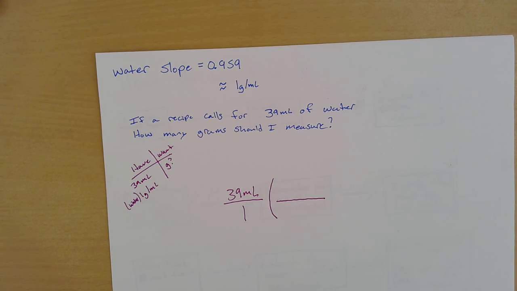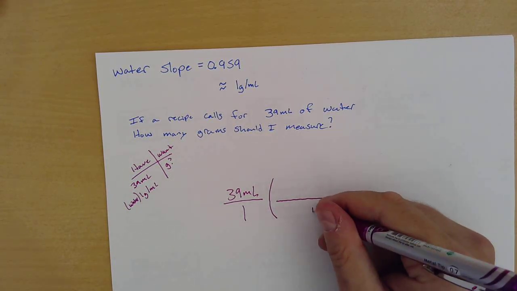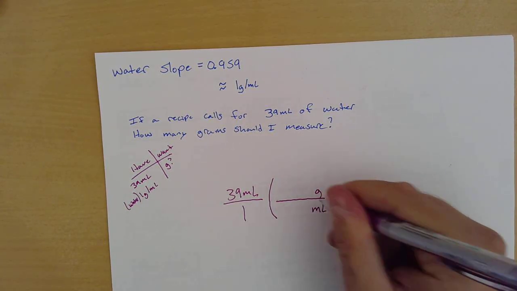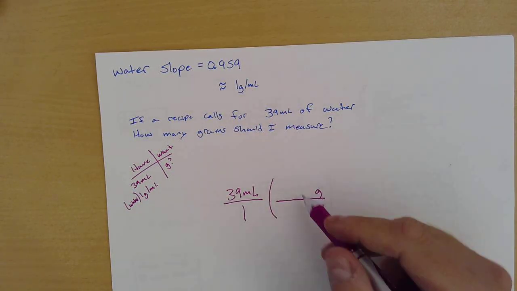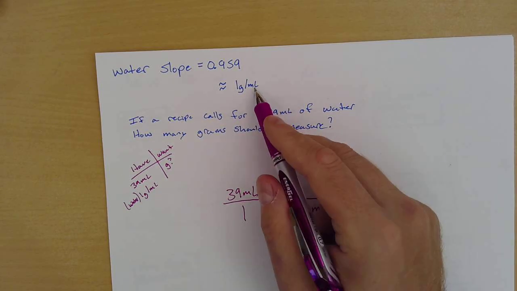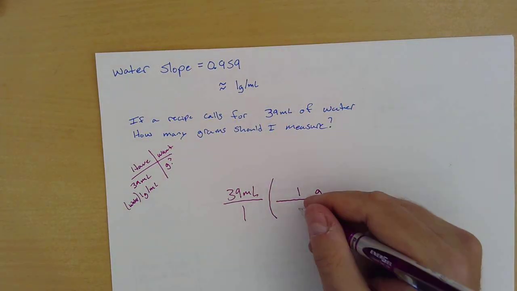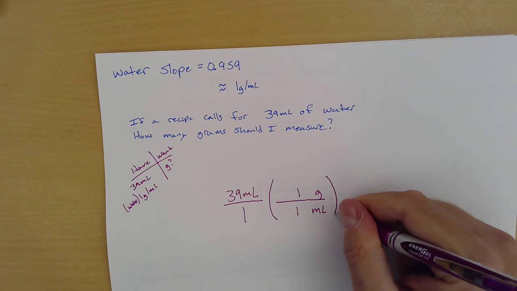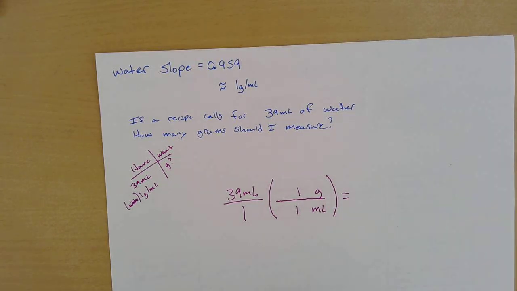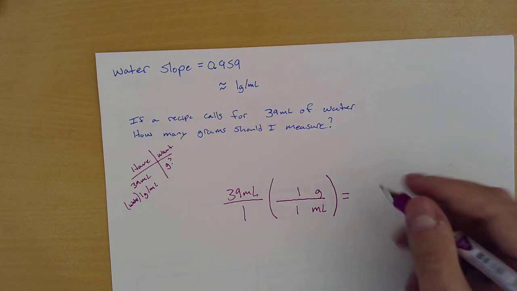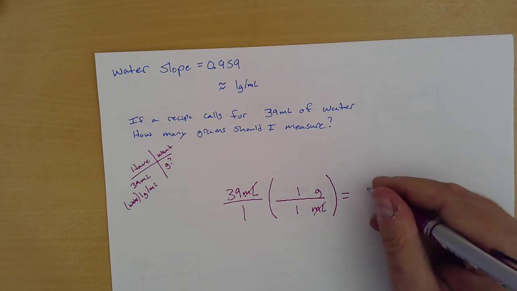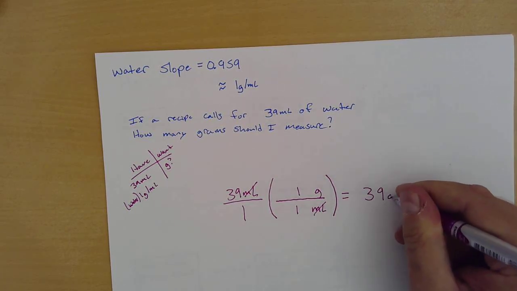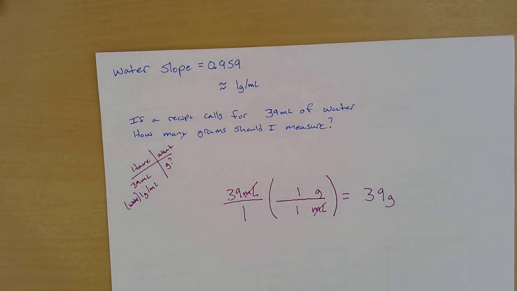Now, what do I have to do? I know I have to cancel out those milliliters and end up with grams. And that's indicating how I should set this up. So my 1 to my 1 gram. And milliliter doesn't have a number attached, so it's 1. And then we put this in. And if I were to put this in a calculator, 1 times 39, we know what that is, right? Over 1. So the milliliters are going to cancel, and I'm going to be left with 39 grams. So I need 39 grams of water.